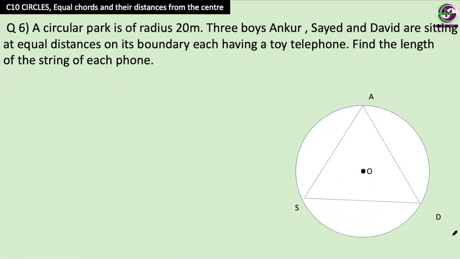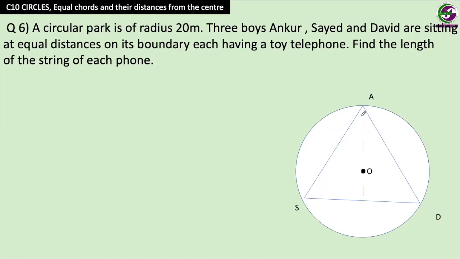Moving on to question 6. A circular park is of radius 20 meters. 3 boys, Ankur, Syed, and David, are sitting at equal distances on its boundary, each having a toy telephone. Find the length of the string of each phone. So let this be the string. A to S or S to D or D to A, all of them are of same measurement.